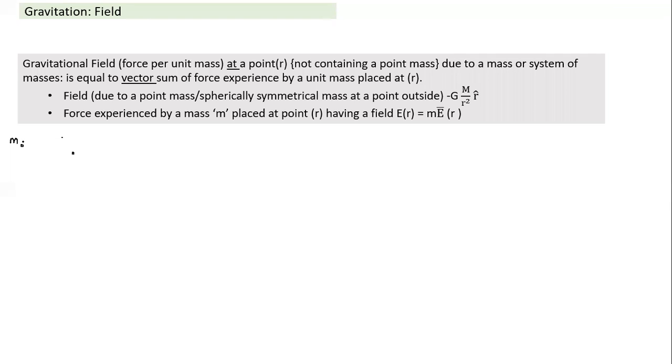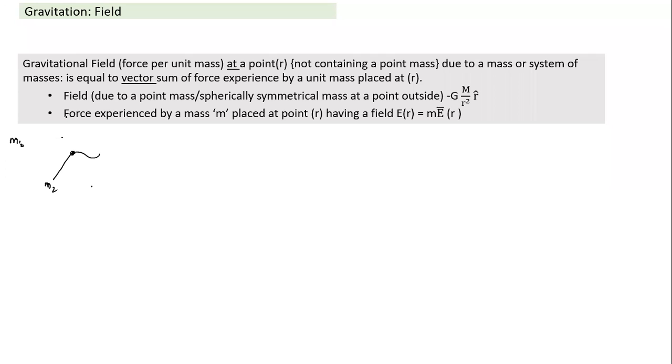So if I have some number of masses m1, m2, m3, how do we calculate the field at a particular point? We calculate the field by placing a hypothetical unit mass, calculating the force experienced by the unit mass due to each of the masses which are part of the system, and taking the vector sum. The field due to a point mass, or a spherically symmetrical mass, at a point outside is equal to GM by R square, and the negative sign indicates attractive force.